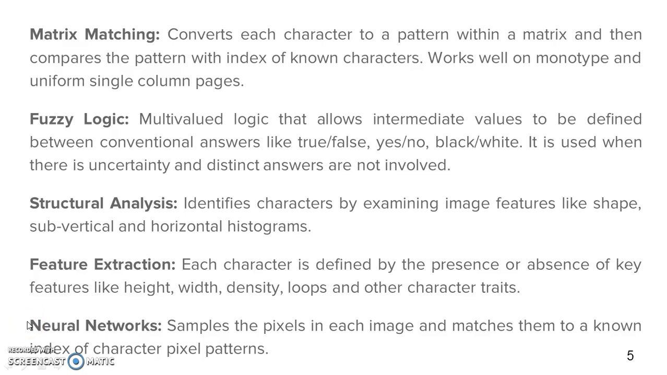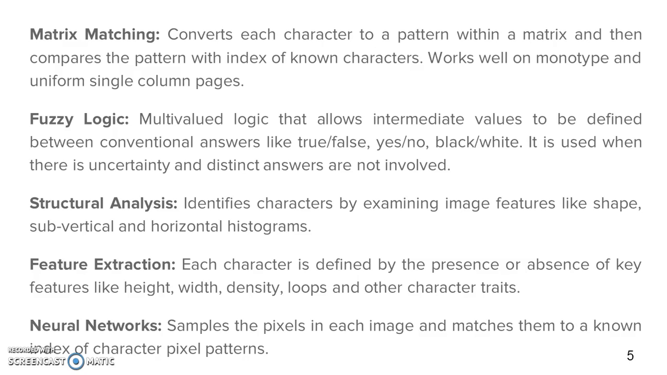Moving on to all these processes, first is matrix matching. This converts each character to a pattern within a matrix and then compares the pattern with the index of known characters. It works well for monotype and uniform single column pages. Next is fuzzy logic. It is a multi-valued logic that allows intermediate values to be defined between conventional answers like yes, no, true, false, or black and white. It is used when there is uncertainty and distinct answers are not involved.